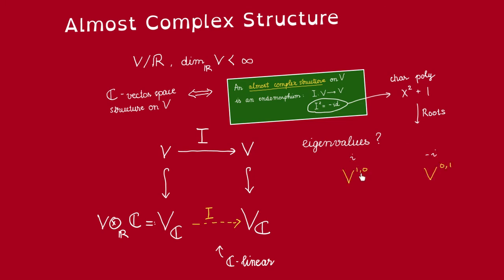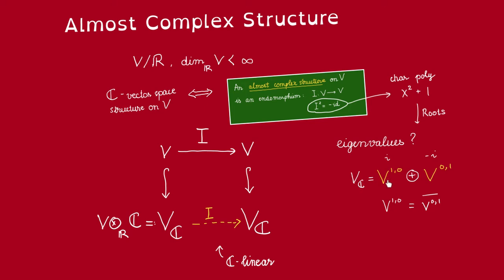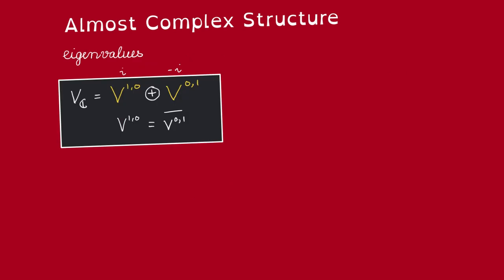Now, let V^{1,0} denote the eigenspace corresponding to this eigenvalue i, and V^{0,1} be the eigenspace corresponding to the eigenvalue minus i. Then we claim that we have a direct sum decomposition, and that these two subspaces are actually conjugates. In other words, the conjugation map on this complexification maps one of these spaces onto the other. So let's see why that is. First of all, because these two spaces are eigenspaces corresponding to two different eigenvalues, they obviously must intersect trivially. So that part is easy.